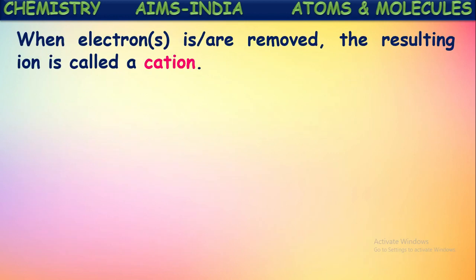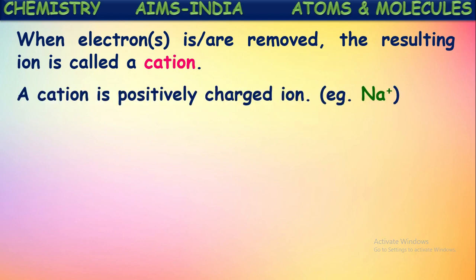When electrons are removed, the resulting ion is specially called a cation. We said sodium loses one electron and forms positive ion Na+. So these positive ions formed by the loss of electrons are called cations. Both are ions only, but especially the ions formed by the loss of electrons are called cations. That means the positively charged ions are called cations. Cations are positively charged ions which are formed by the loss of one or more electrons by the elements. So Na plus is now said to be a cation.